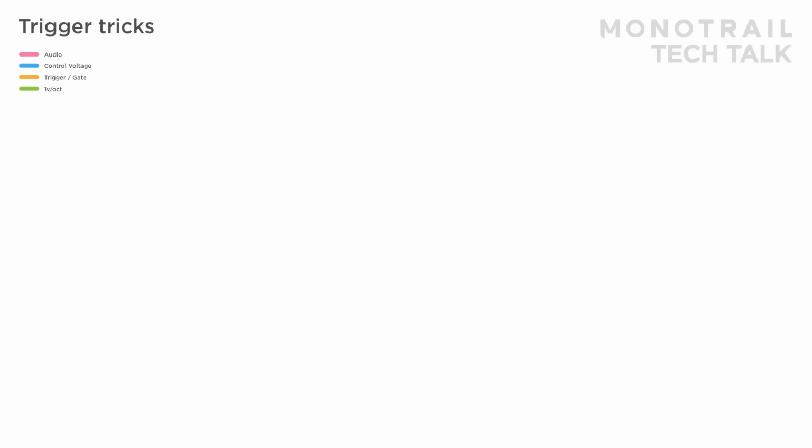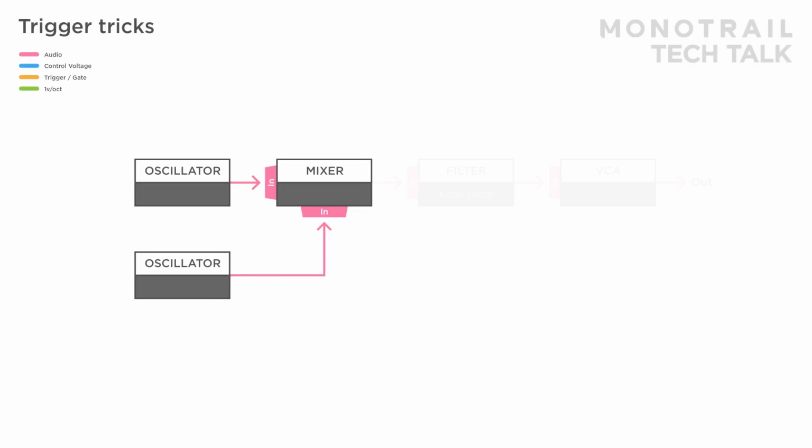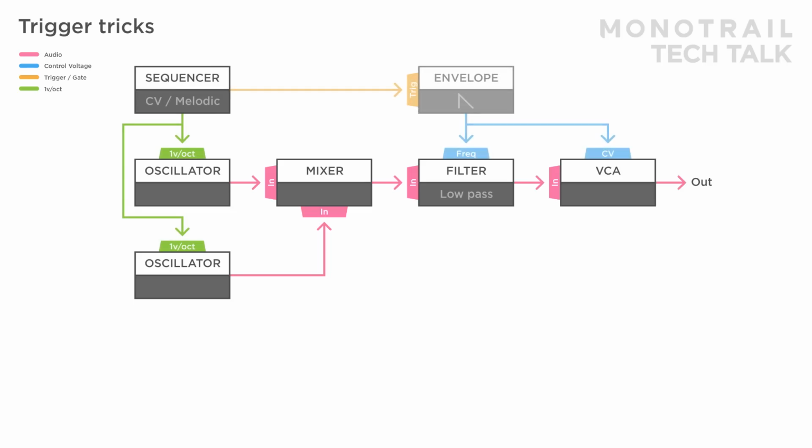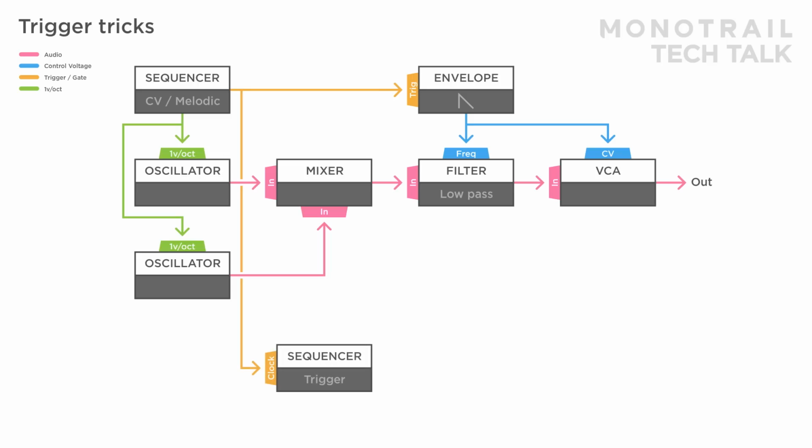The first step of this trick is to explore alternate ways of triggering a second envelope. Here, a simple mix of two oscillators sent through a filter and VCA are making a simple voice. A single sequencer is tuning the oscillator and triggering an envelope opening the filter and VCA. A simple trick that gives a lot of control is sending a copy of the clock to a trigger sequencer and using a custom pattern to trigger a second envelope, for example to modulate the filter.